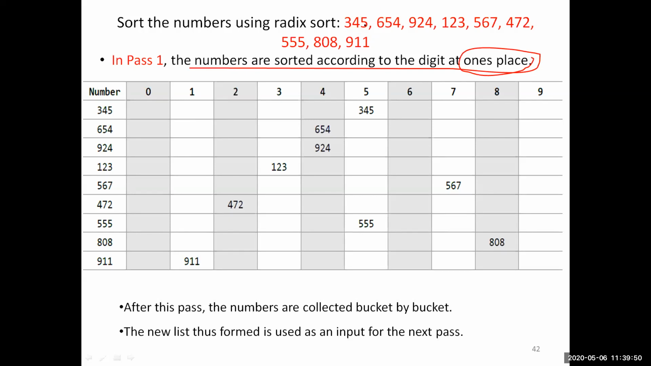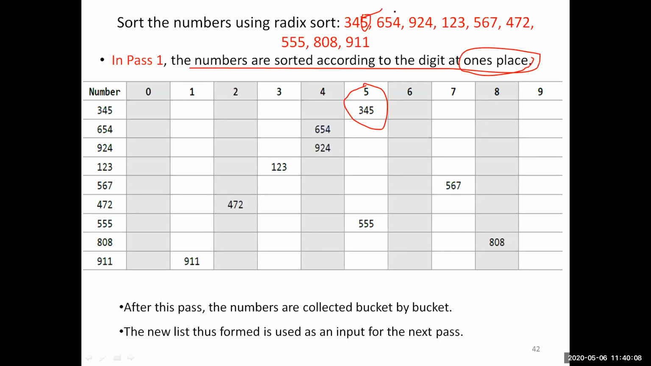345, I will take 345. What is the least significant bit? 5. It falls under 5, so I will place that 345 into the fifth bucket. Like that, I have to proceed for each and every element in the given array. This is for the first pass.